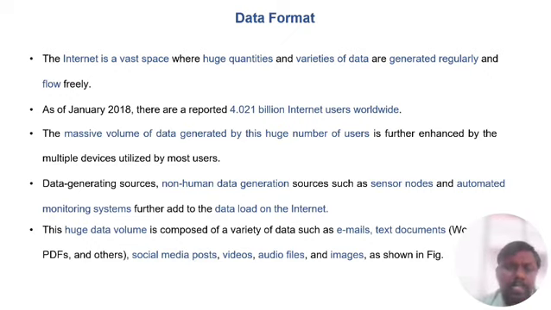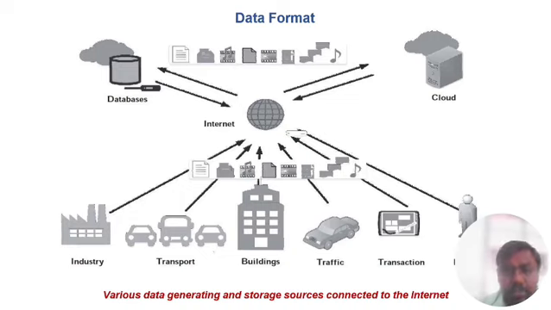Due to this massive volume of generated data, a huge number of users use this data transmission system with different devices. This data generation is of two kinds, human data generation and machine data generation, and different types of generation exist. This picture will give you a glimpse of how data are transferred from one system to another, with examples such as industry, transport systems, buildings, traffic, and transactions, where we can transfer the data in different formats.